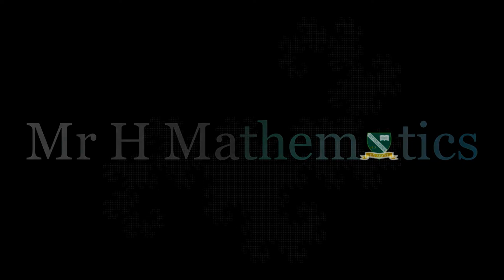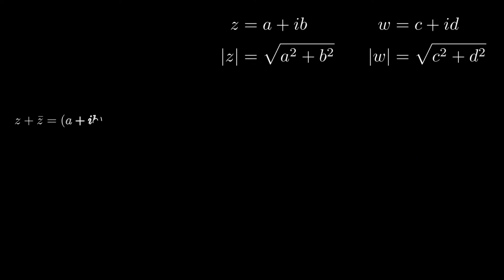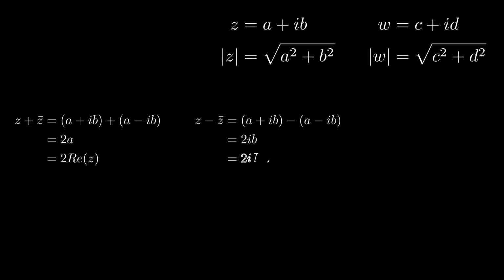In this video, we'll look at some rather interesting and useful properties of complex conjugates. Firstly, we'll just look at some basic arithmetic. Thanks to symmetry, adding z with its conjugate means that the imaginary parts cancel out and just leave us twice the real part of z. Similarly for subtraction, the real parts cancel out, just leaving us twice the imaginary part times i.